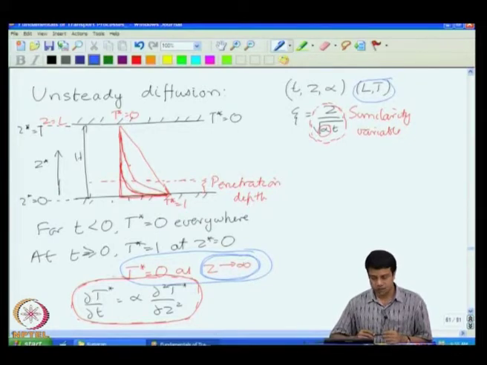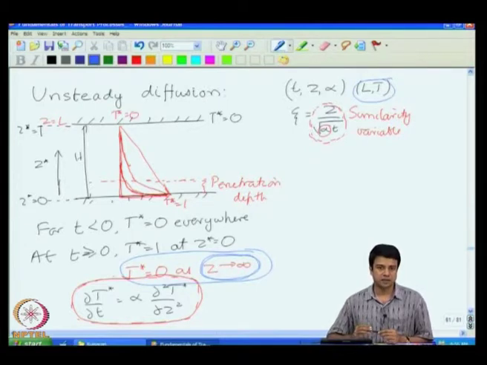At the initial time, at time t equal to 0, I increase the temperature of the bottom plate instantaneously by heating it to another temperature, which is T star equal to 1, the scale temperature equal to 1.